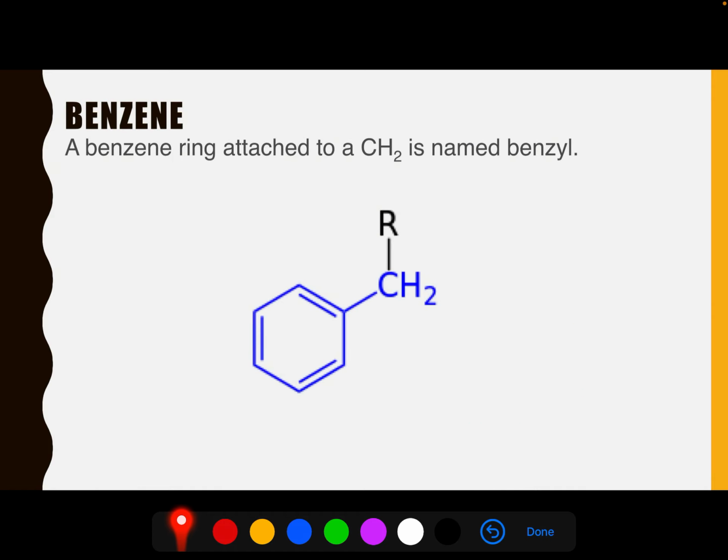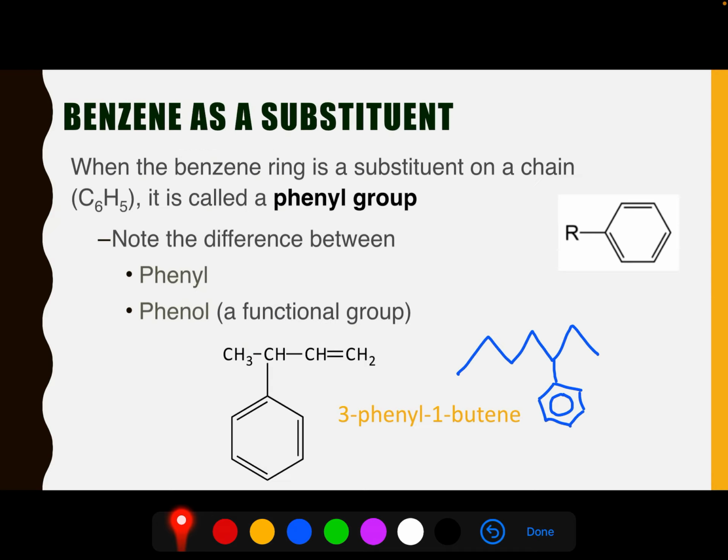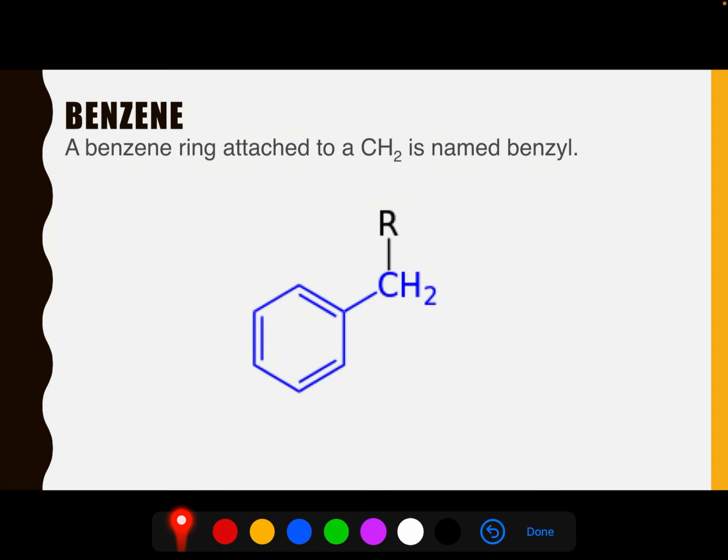If we attach a benzene ring to a carbon before we attach it into the chain, it's called a benzyl, which I really hate. When it's directly attached, it's called a phenyl, but when you attach it to a carbon first, and then you attach it to the R, the chain, whatever it is, we call this a benzyl.